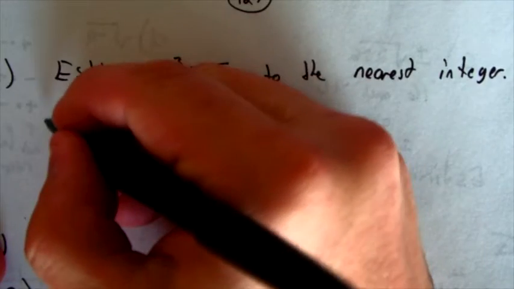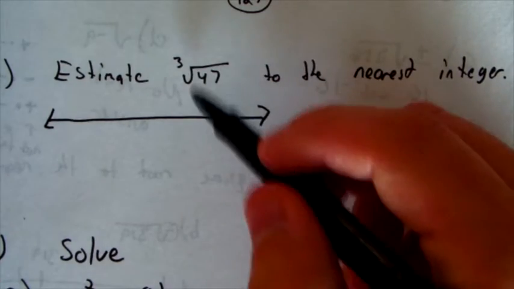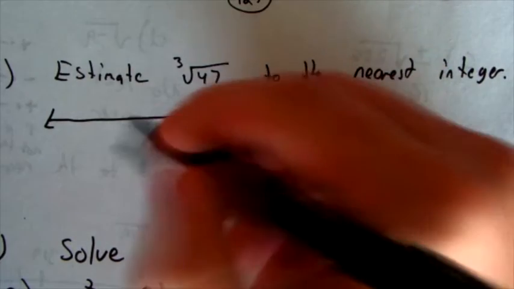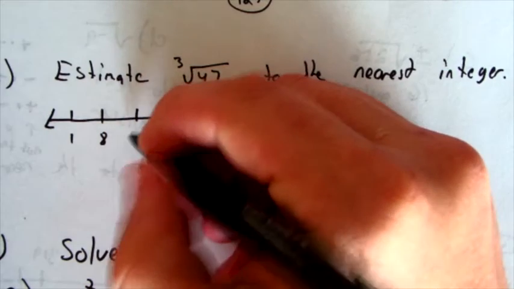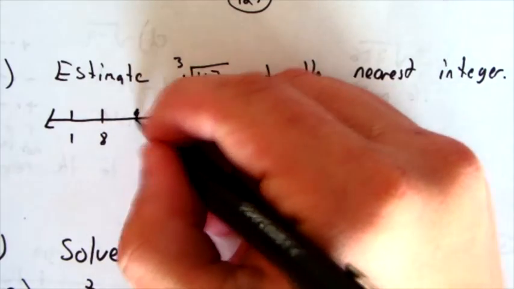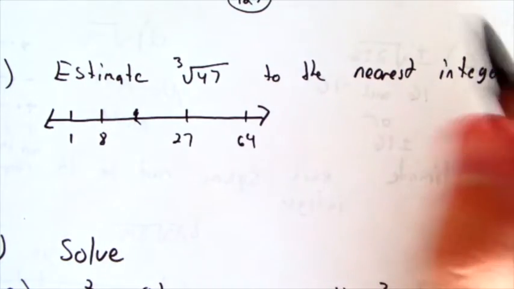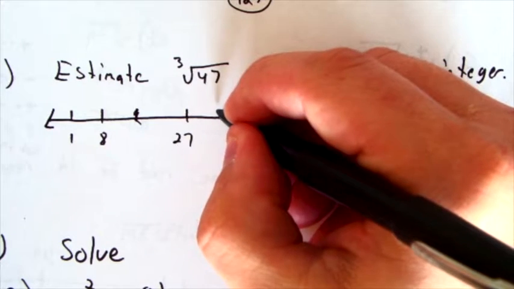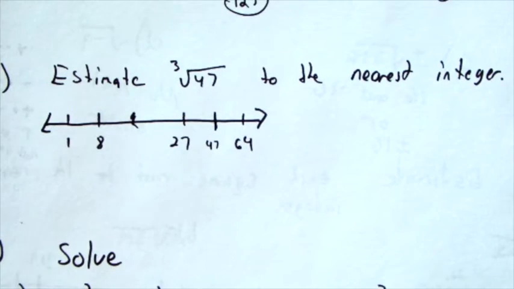Example 4, estimate the cube root of 47 to the nearest integer. We're going to use the same modeling technique as we did last time. The only difference is, instead of writing the perfect squares, we're going to write the perfect cubes. So we have 1, we have 8, 27, and then 64. 47 kind of fits right in between 27 and 64. So, which one is it?